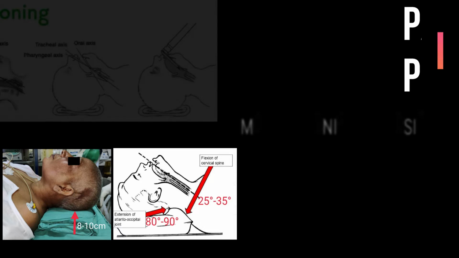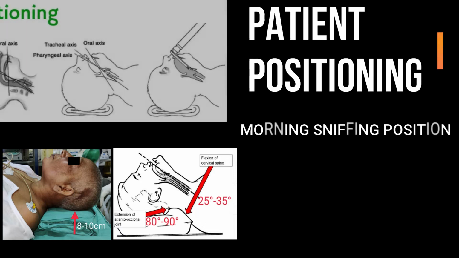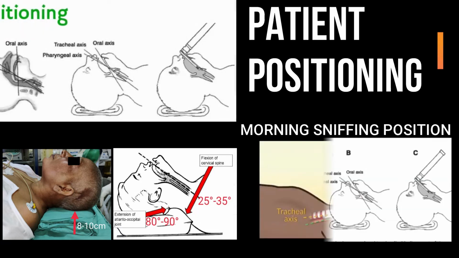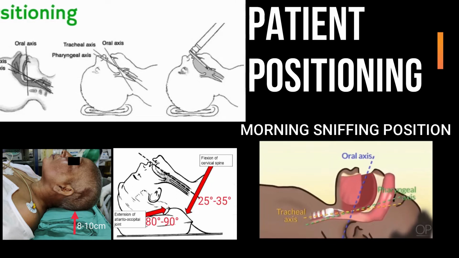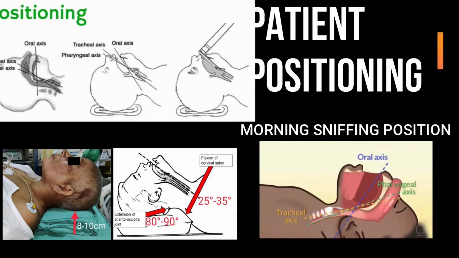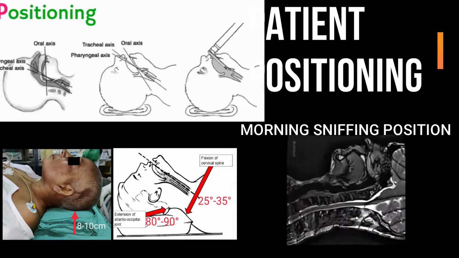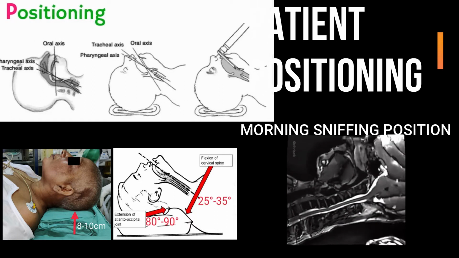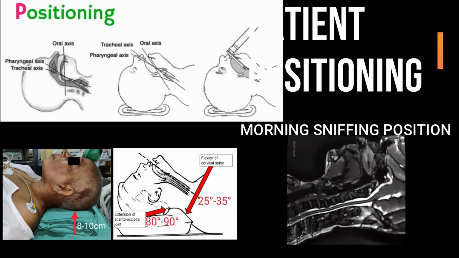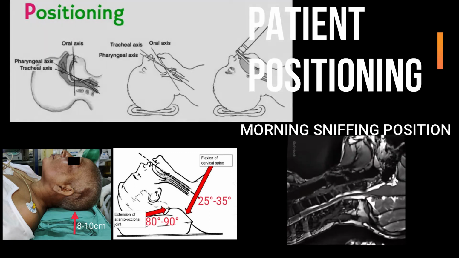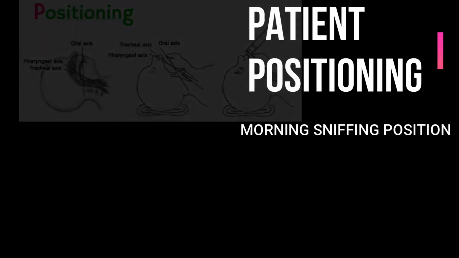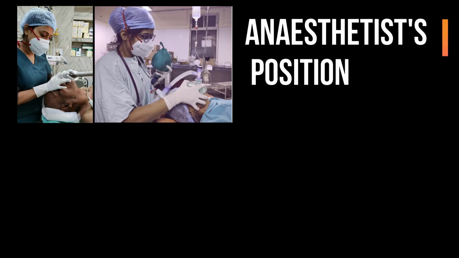P stands for positioning. It is important to align the oral, laryngeal and pharyngeal axes of the patient for a better view of the vocal cords. The best way to achieve it is the morning sniffing position. It includes 8 to 10 cm head elevation by placing a pillow underneath the head, along with flexion of the cervical spine up to 25 to 35 degrees and extension at the atlanto-occipital joint up to 80 to 90 degrees.